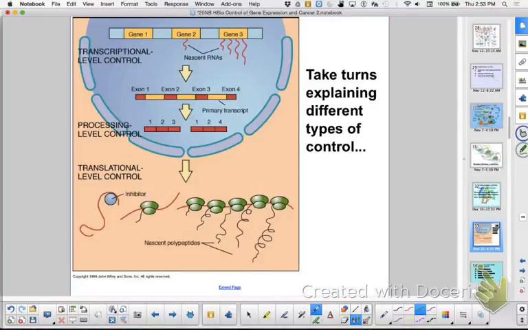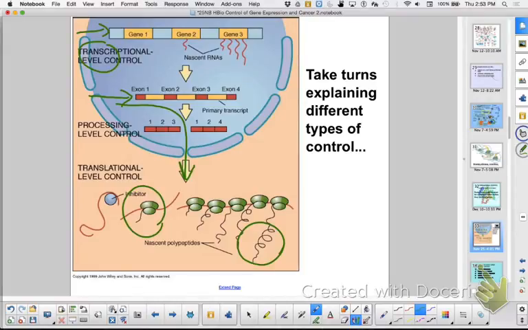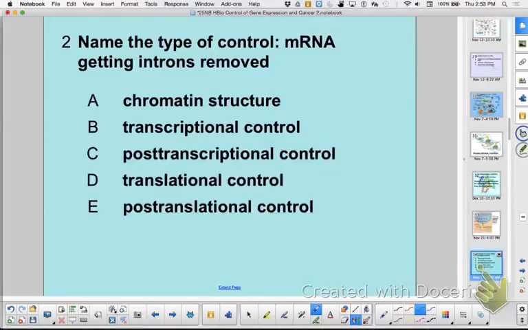Okay, and then this is a picture that kind of shows you, you could have chromatin, transcriptional, this would be post-transcriptional, all the way to getting out. Getting on the ribosome is translational control, and then any kind of way you need to fold that protein would be post-translational control. Okay, and here is a question for you. Take a look at that and decide your answer.